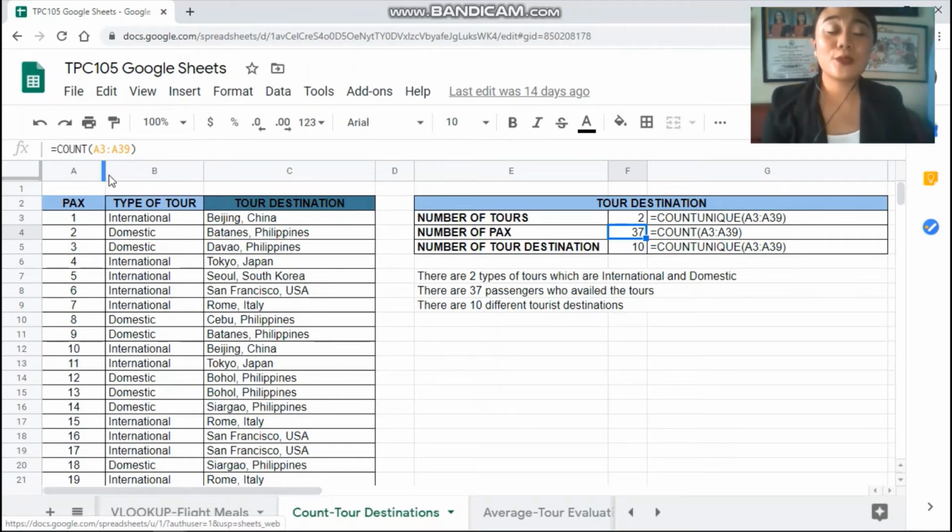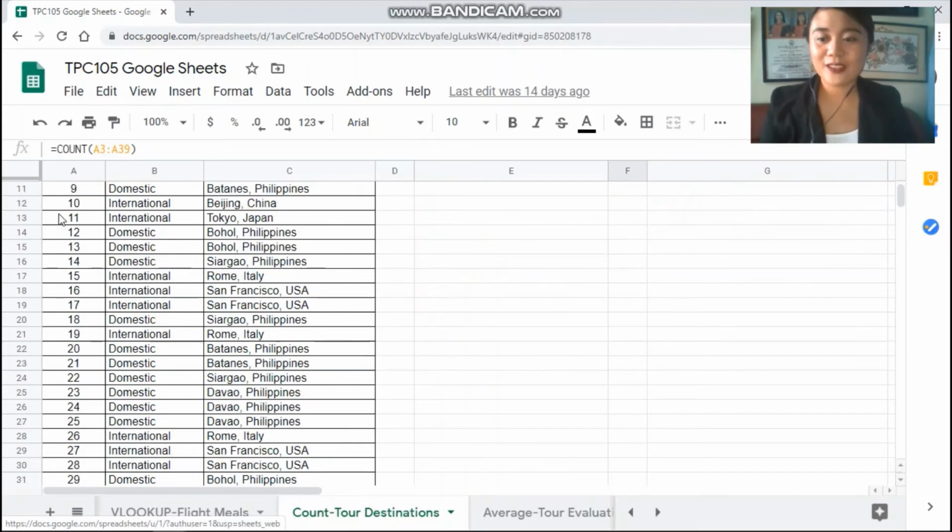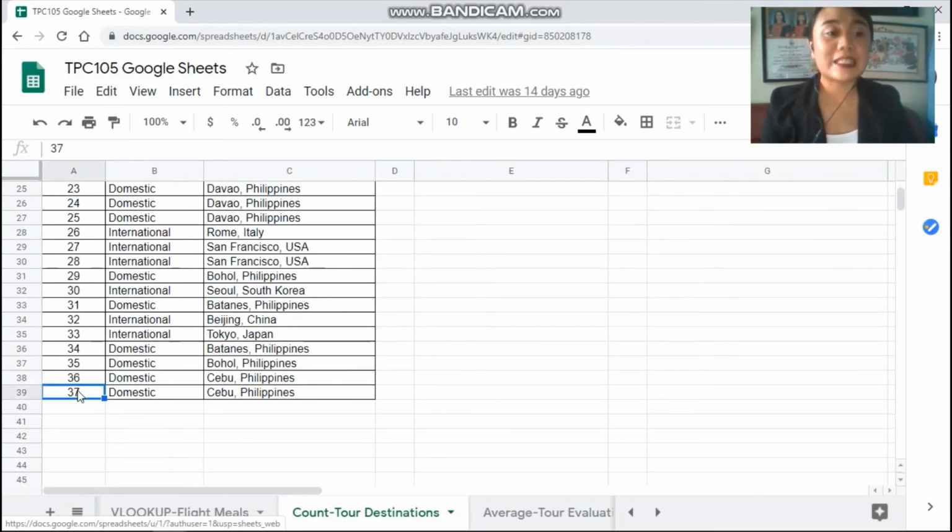But because of Google Sheet, we can make it easier. Now, we can count it using this function. Okay, so it's equal sign, then you have there the word count, and open and close parentheses, which is A3 and A39. Now, you would notice that we already have 37. 37 nga ba? Yes, it's 37. So that's how count is working.